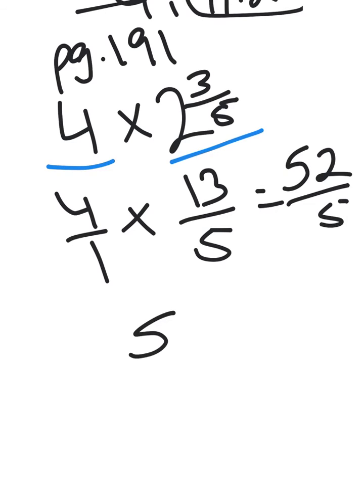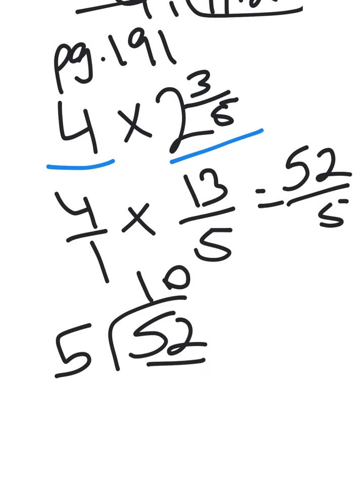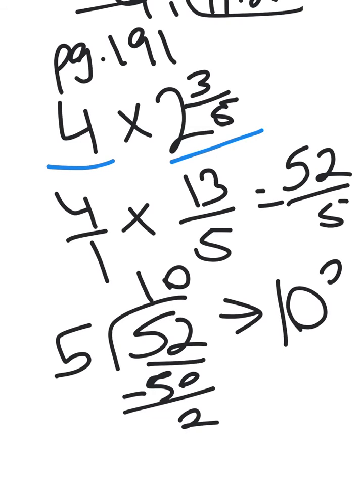Let's do our long division so we can find what our mixed number should be. I'm going to put 10 up here. 5 goes into 52 10 times, with a remainder of 2. My mixed number is 10 2/5. This is how many pounds of chicken she has total.